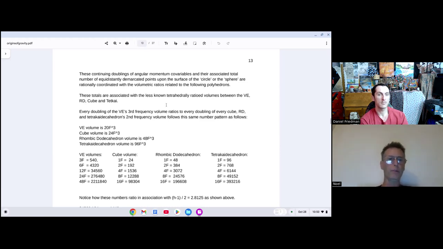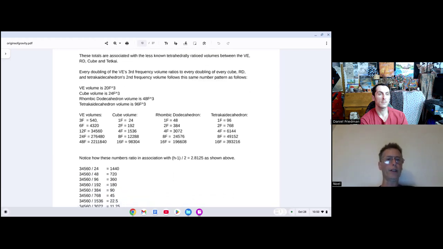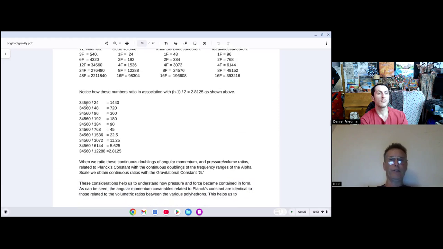So what's so cool about this synergetic stuff is now we'll notice that we have these different volume ratios for the cube, the vector equilibrium, the rhombic dodecahedron, and the tetrakaidecahedron. When we divide these in their various ways, the numbers also become associated with 2.8125 or h minus 1 divided by 2. Notice the same number patterns.